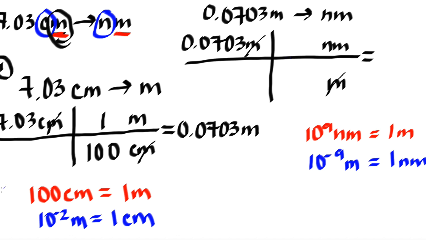So I'm going to do the red way, just to keep it consistent here. There's going to be 10 to the 9th nanometers in 1 meter. All right, so you're going to do 0.0703 times 10 to the 9th in your calculator. So times 10 to the 9th, and let's put that in.